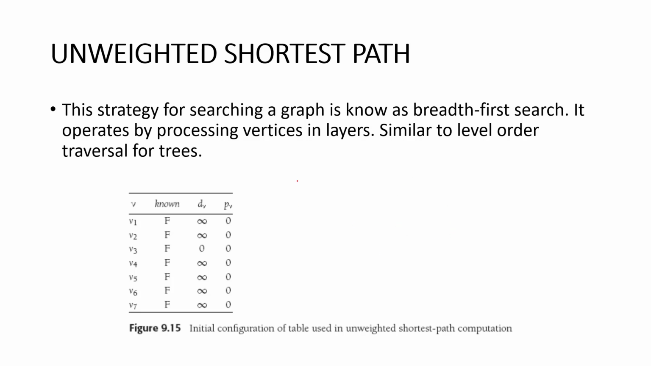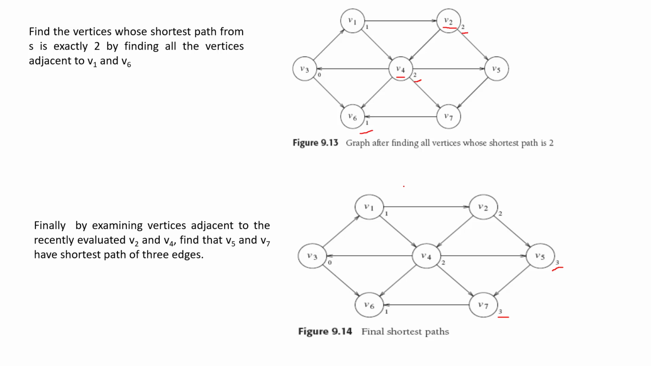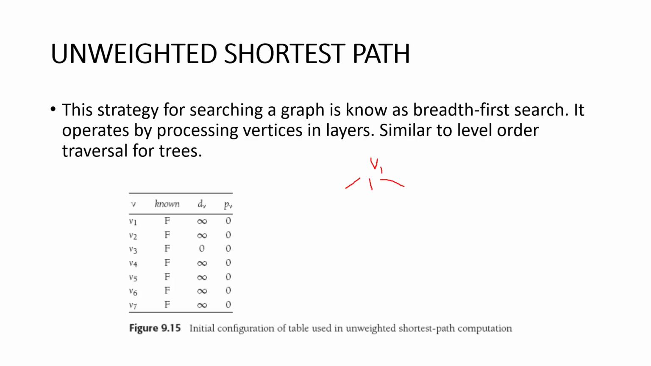So this strategy for searching a graph is also known as breadth first search, because we start from one vertex V1, and then we are traversing breadth wise. So we are saying, what are all the possible vertices I can reach from V1? V3 was the source node, so we can go to V1 and V6. Now from V6 we cannot go anywhere.